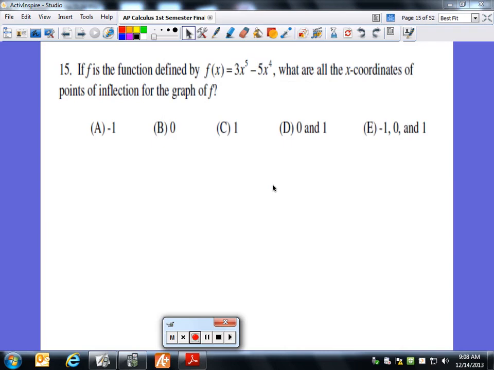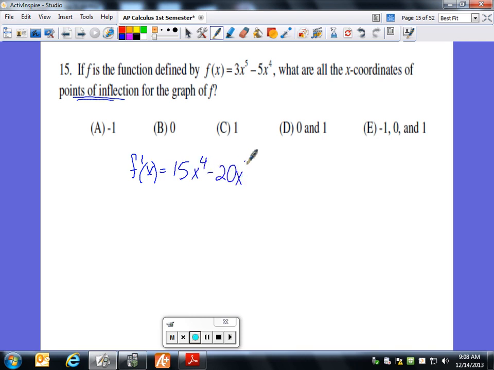Okay, so number 15 says if f is a function defined by the following, what are all the x-coordinates of the points of inflection for the graph of f? Because of points of inflection, I'm going to go ahead and take the second derivative. So f prime of x is equal to 15x to the fourth minus 20x to the third, and then I'm going to take the second derivative. And then I'll get 60x to the third minus 60x squared.